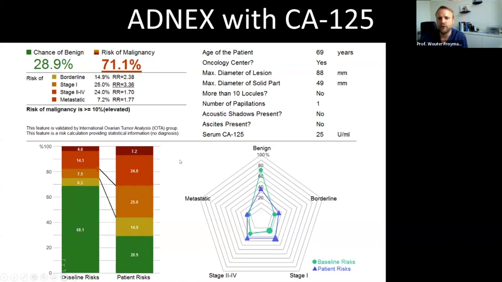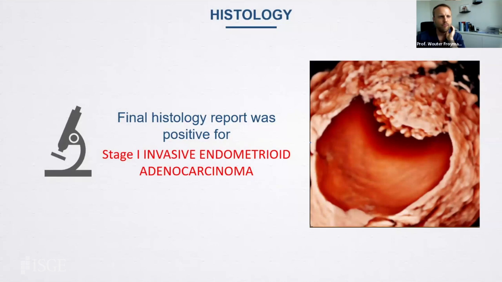So here we will add CA125, which was 25. You can see the risk is still very high, and the risk prediction is changing. Now you see that the highest risk is for a stage 1 tumor over here, which is also now the highest relative risk. This is the orange bar, as you can see here. So we add CA125, and we see that the model helps us to predict the subtype of tumor. Now with CA125, ADNEX tells us, think about a primary ovarian cancer, stage 1. And the patient was operated, and indeed the final histology report was positive for a stage 1 endometrioid invasive ovarian cancer.